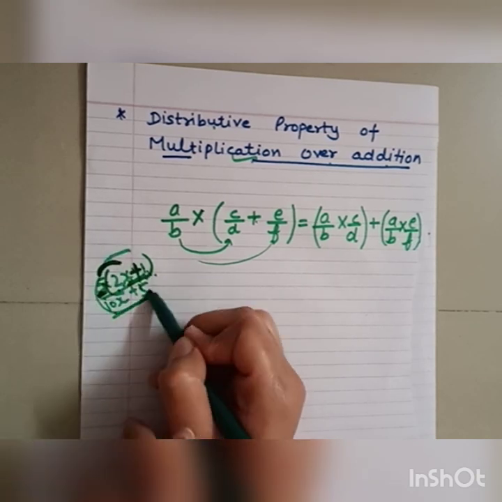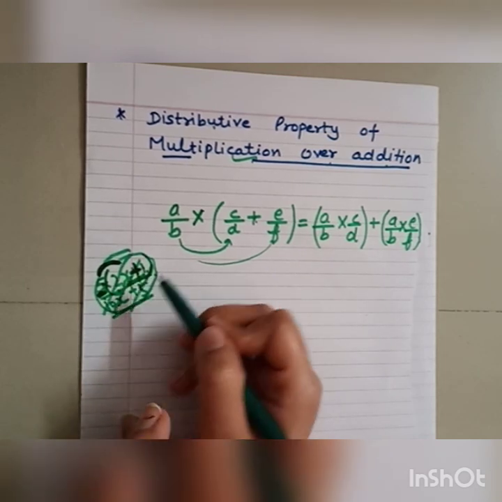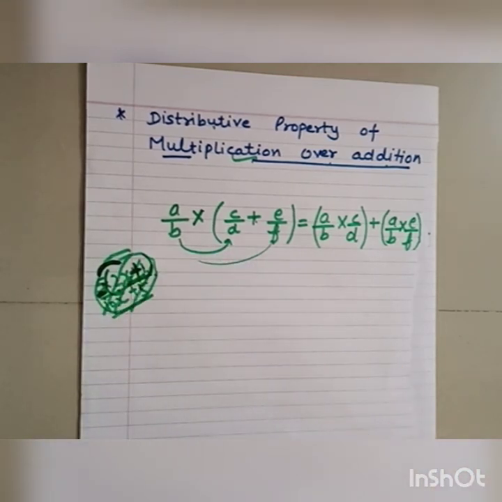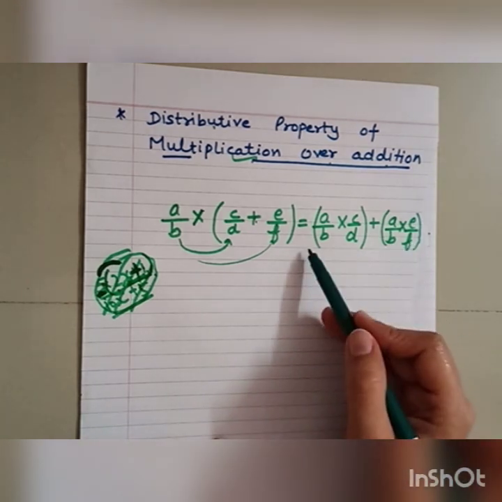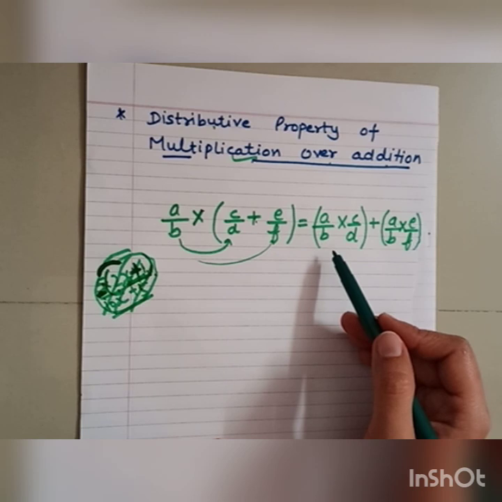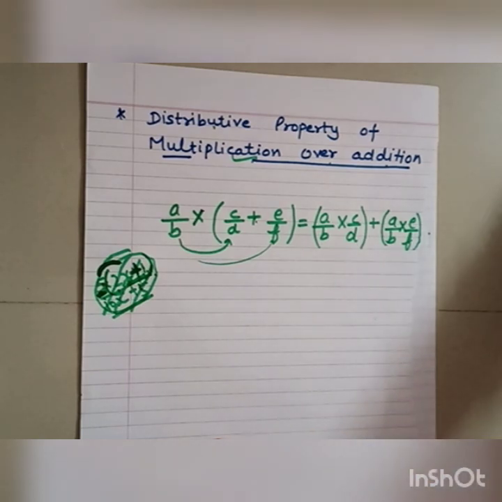Like this way, we have to prove the distribution property for rational numbers also. In rational numbers, the distributive property is this: a by b multiplied means a by b distributes over c by d and also distributes over e by f.